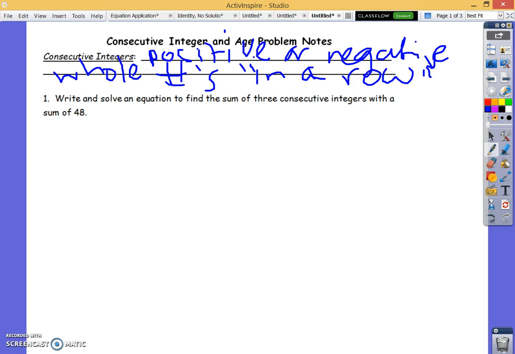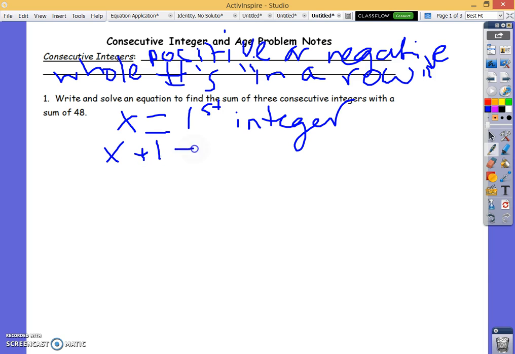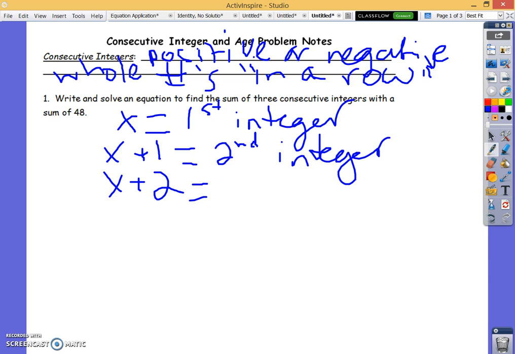Okay, number one, write and solve an equation to find three consecutive integers with a sum of 48. Well, I'm going to go ahead and call my most mysterious integer x. That's going to be my first integer. Now my next integer is going to be in a row, the next number, so it's x plus 1. And then if there are three integers in a row, the next one is going to be x plus 2, because let's say the numbers were 5, 6, and 7. 7 is 2 away from 5. Or let's say the numbers were 10, 11, and 12. 12 is 2 away from 10. So my third integer is 2 away. That's why it's plus 2.